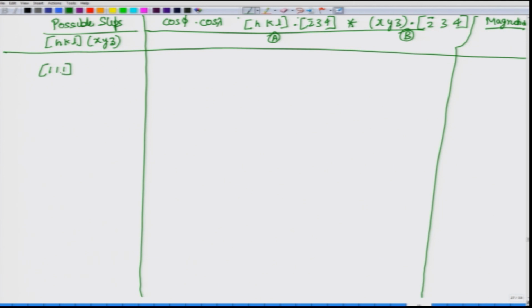Now let us look at what the possible systems are. First, let us look at all the possible 1 1 1 directions. For the 1 1 1 direction, what are the planes that can contain it? One is 0 bar 1, then we have bar 1 1 0, then we have bar 1 0 1. So, these are all the possible planes which can contain this 1 1 1 slip direction. This takes care of 3 systems.